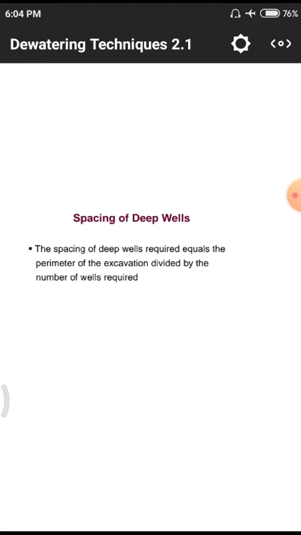These are deep wells. That means for each grid we have to use a particular deep well, or for each grid we need to use 2 deep wells, depending upon how much water is present in the particular structure. If the structure has too much water, we need to use a larger quantity of deep wells. That number will be obtained by simply dividing the total area.